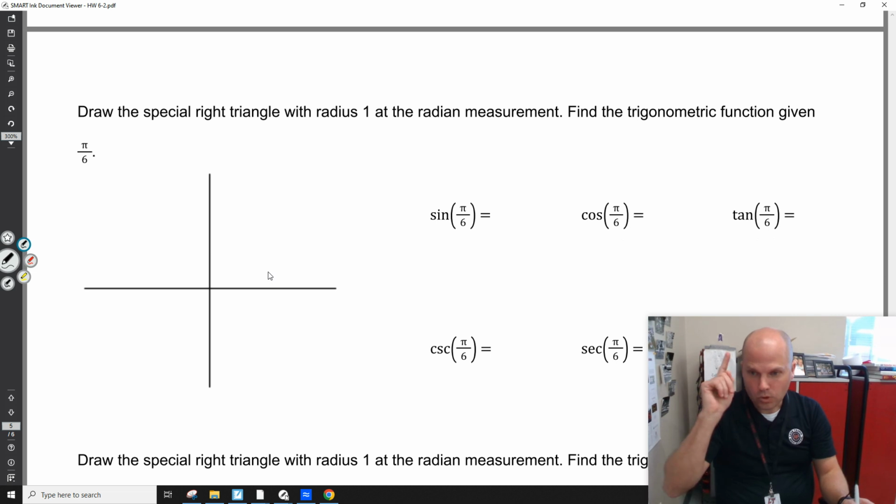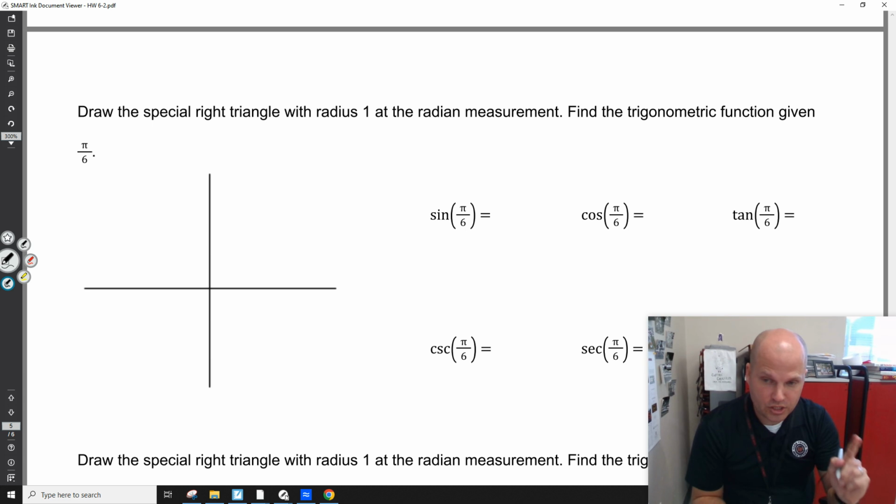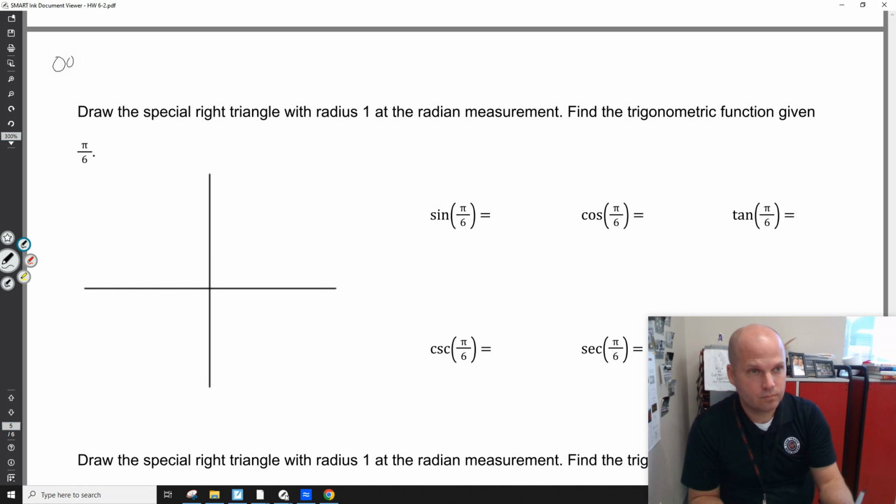So, what do we have to break out? My friend, the 30, 60, 90 triangle, and my friend, the 45, 45, 90 triangle. So, I'm going to just draw it right here. 30, 60, 90.